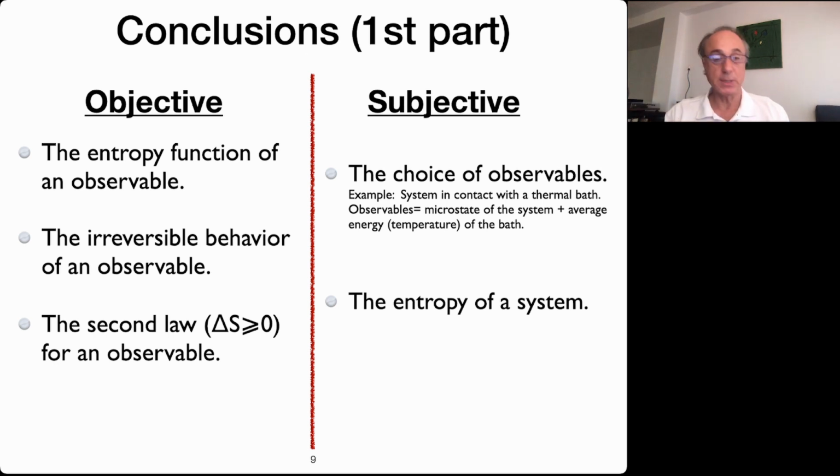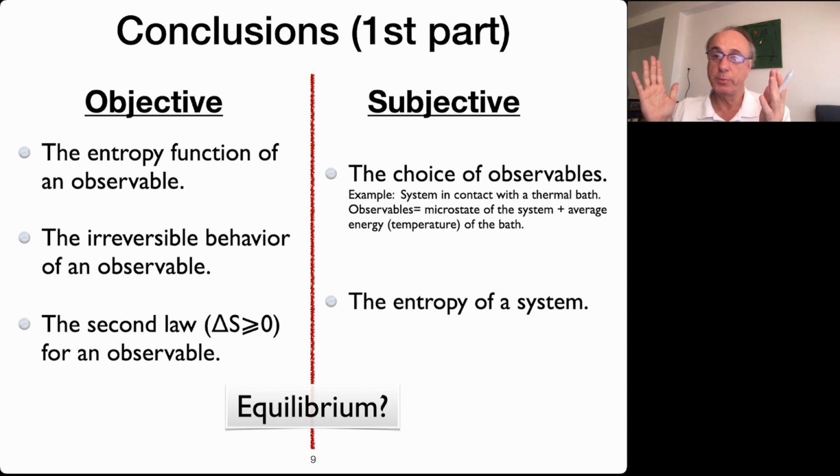Also the entropy of a system: we have defined the entropy of an observable, but the entropy of a system is also something you can define only if you choose some observables. As in Boltzmann's explanation, he uses the concept of a macrostate, but you have to choose what the macrostate is, and this is an arbitrary choice. And in between, I leave the notion of equilibrium, because as I said in my previous slide, I'm not sure if we can define in a completely objective way the concept of equilibrium.